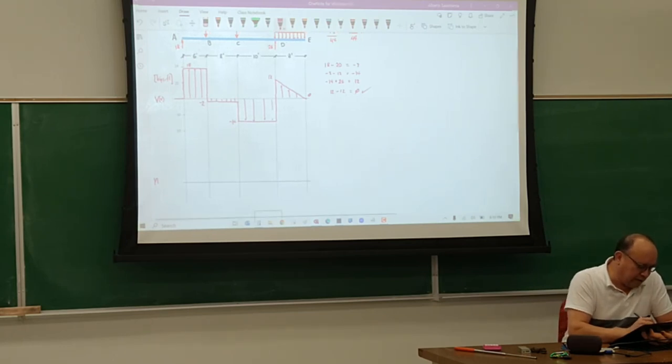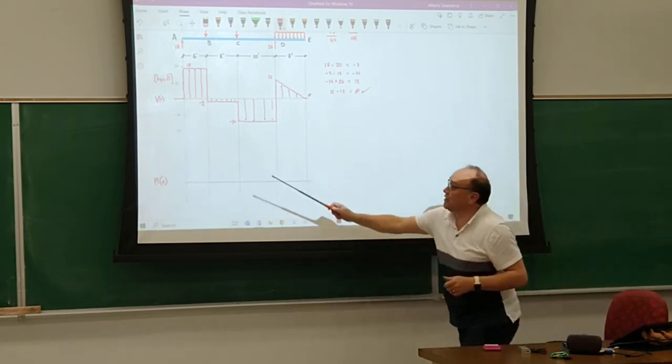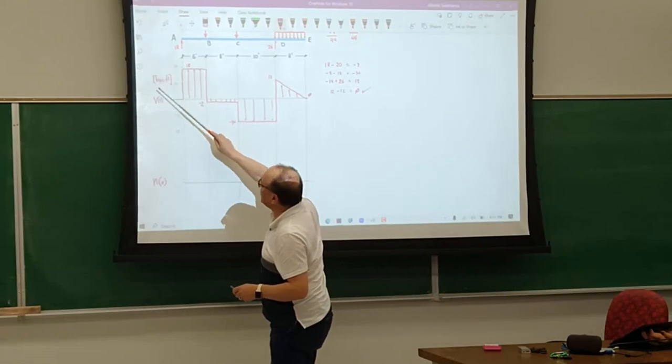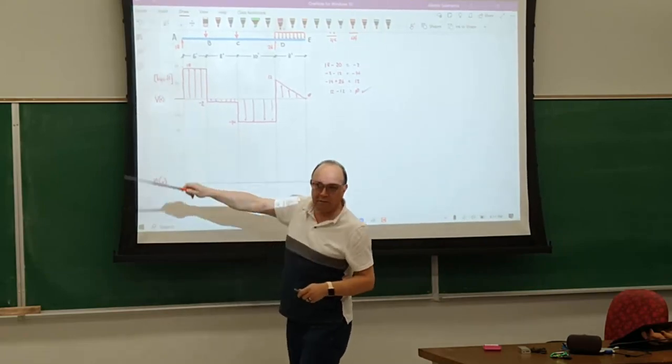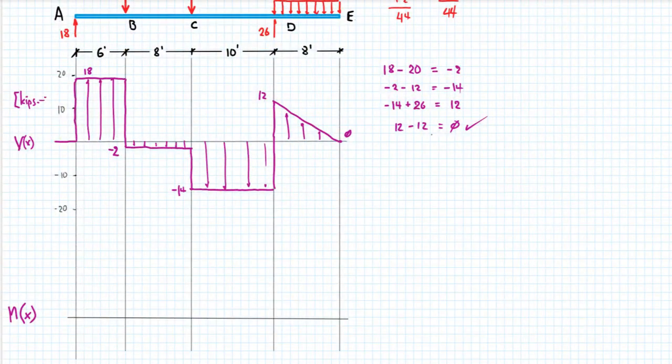Moment of x, the units are... I have an error here, right? This is not kip-feet, this is just kips. Shear is just kips. Moment is kip-feet. Yeah, sorry. What happened, Daniel? You didn't tell me anything. Oh, we're losing him. So this is kip-feet.